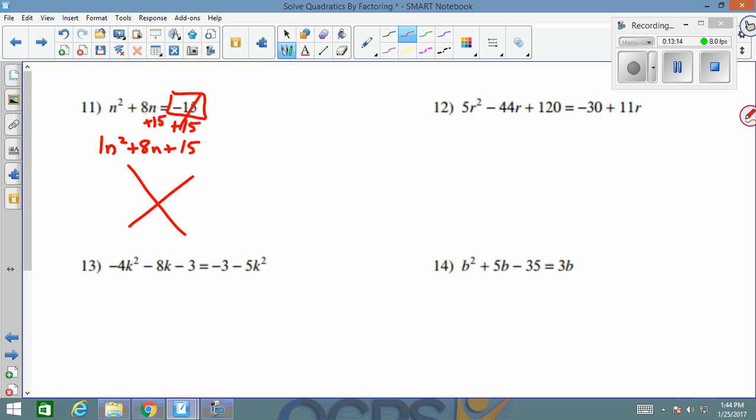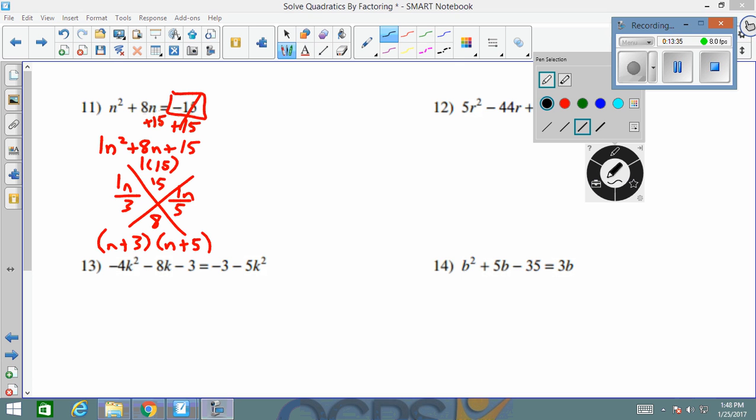Okay? Remember, it's first times last, so 1 times 15 is 15. 8 goes in the bottom. So it'll be 3 and 5. First number is 1 and 1. So this would be n plus 3 and n plus 5.